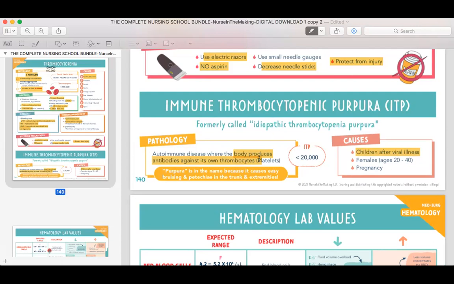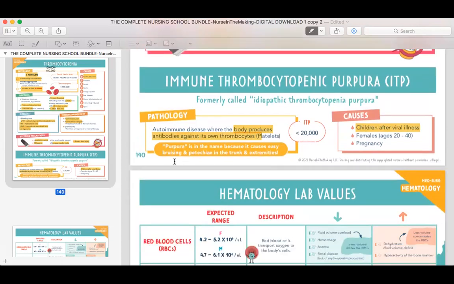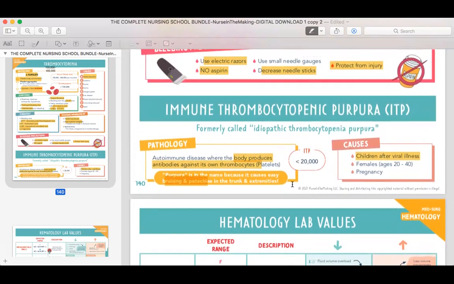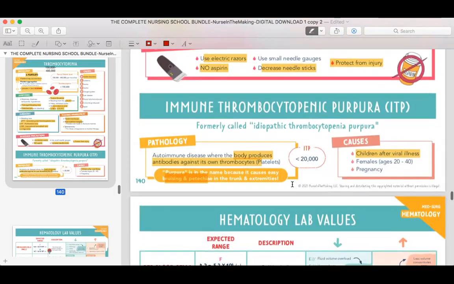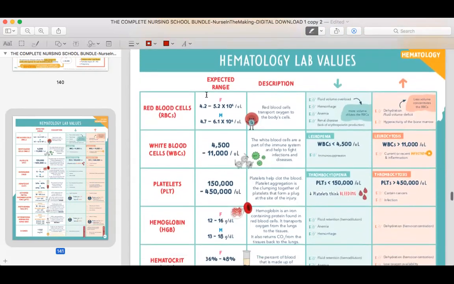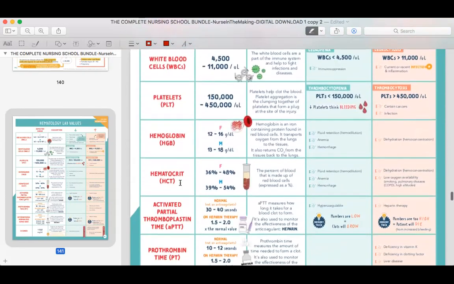So if you want to have 150,000 platelets, right, your body's attacking those platelets, but then your body's reproducing the platelets, so it's going back and forth. I believe that's all you gotta know for that. Make sure it's associated with bruising, petechiae, but it's going back and forth. So no aspirin, no nothing. It's very short, straight to the point. Just make sure it goes back and forth, clotting and unclotting. These are your lab values that you have to know.